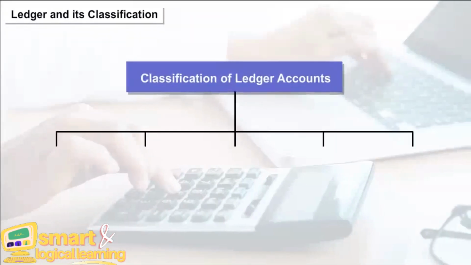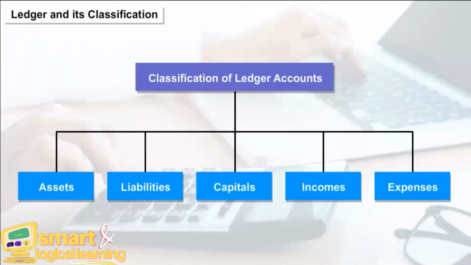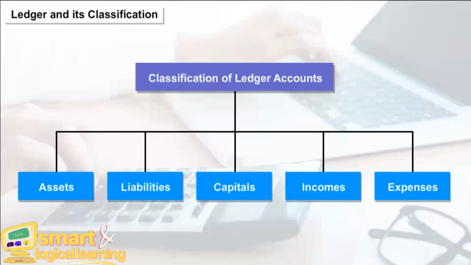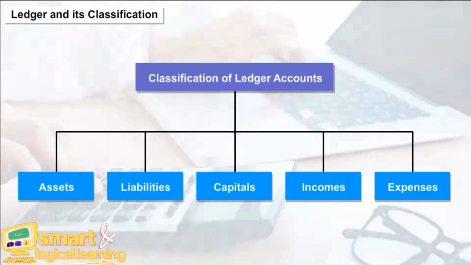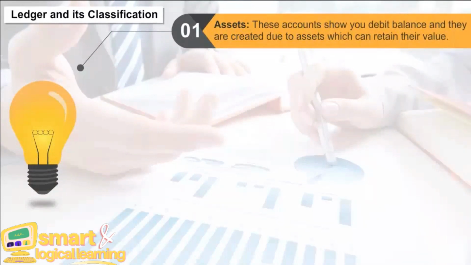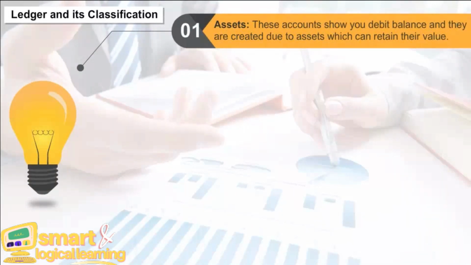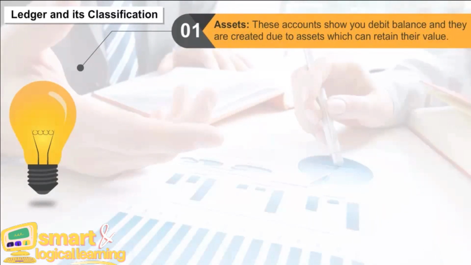There are different types of accounts. Each of them is prepared differently. They are found in the main nominal ledger and support different features. The five types of accounts are: 1. Assets. These accounts show a debit balance, and they are created due to assets which can retain their value.